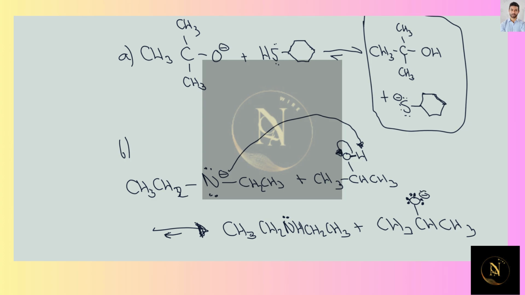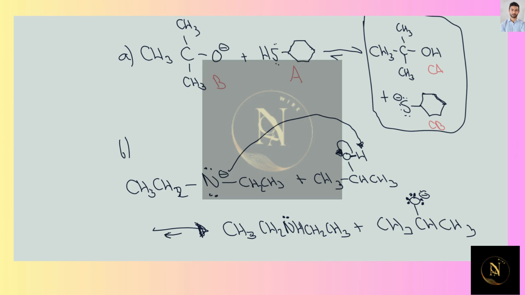Now let's identify which one is going to be the acid, which is going to be the base, and which is the conjugate acid and the conjugate base. In this case, this is going to be an acid, this is going to be the base, the conjugate acid is going to be the alcohol, and the conjugate base is going to be the sulfide compound.